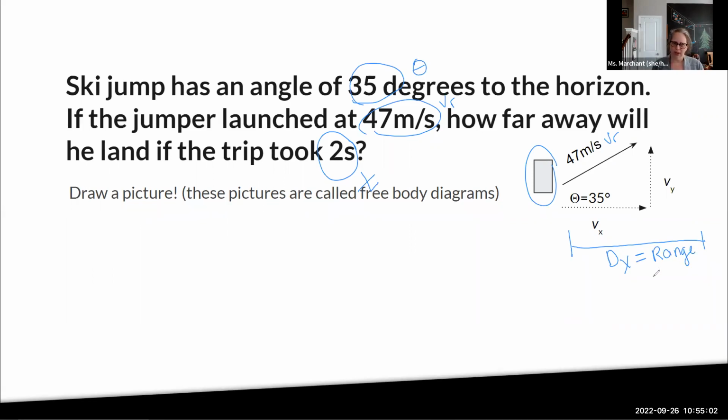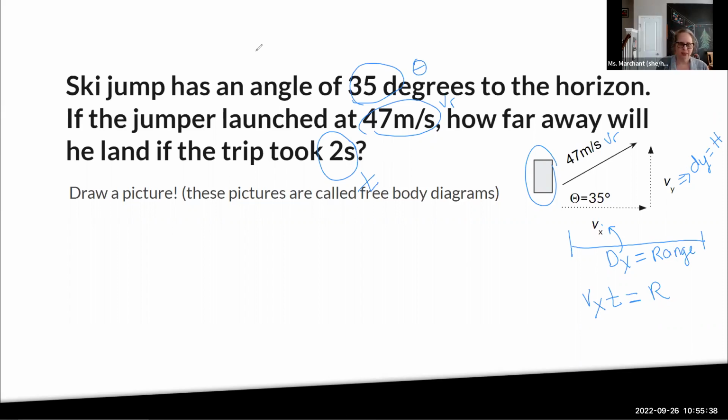So what do I know? If I want my distance in the x, I need my velocity in the x. Velocity in the x times time is equal to my range, because the range is the distance in the x. So you have to make sure you're matching. If I want dx, I need vx. If I wanted the distance in the y, or the altitude, or how high he went, then I would have to make sure I was using the velocity in the y. You gotta keep them separate.